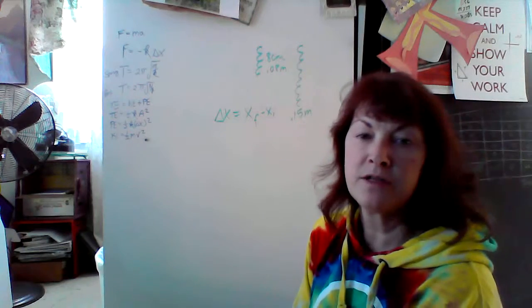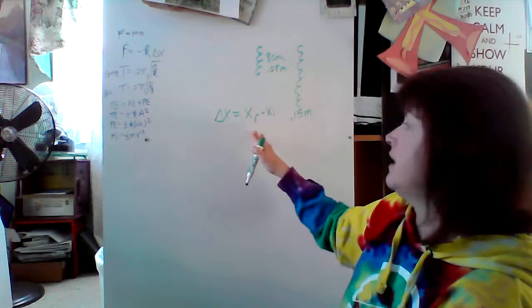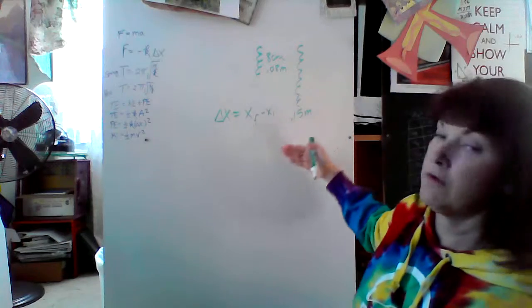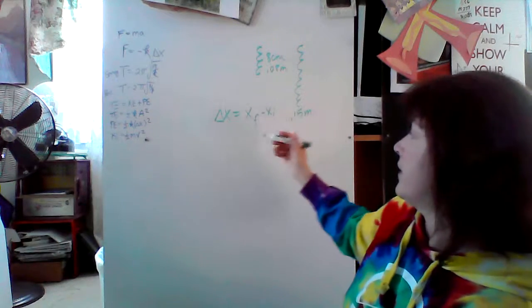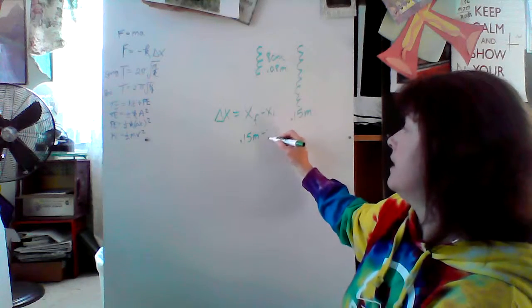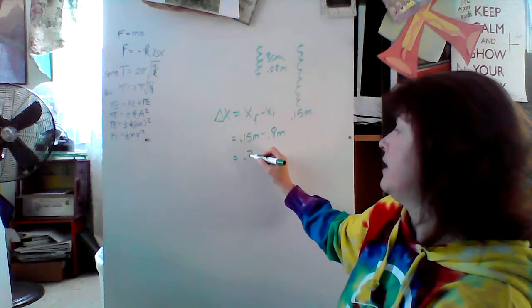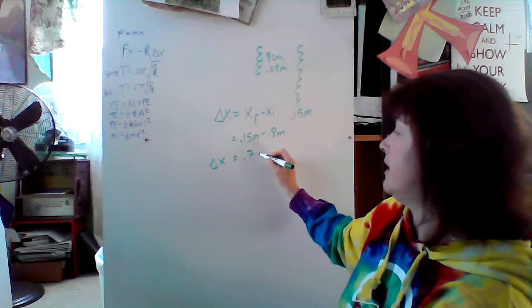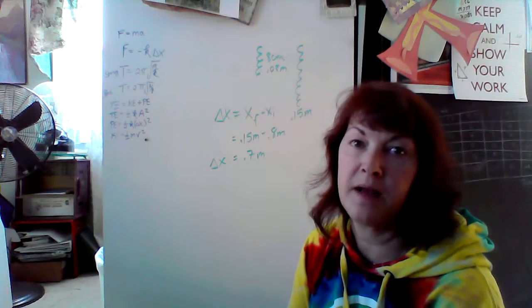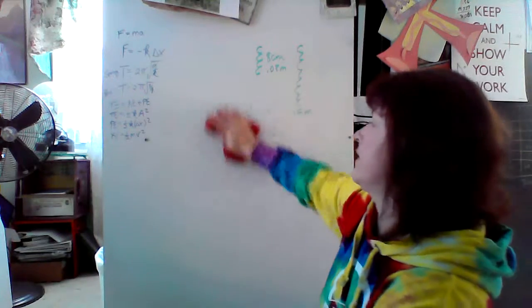So just like for change in momentum, change in velocity, change in acceleration, anything that has a change in it, final minus initial. So this is our total final length of the spring. And so it would just be 0.15 meters minus our initial, and so we would have a change of 0.07 meters. So that's the only kind of tricky part that they would have in these kinds of questions. So just be sure that you are understanding what they're asking for.